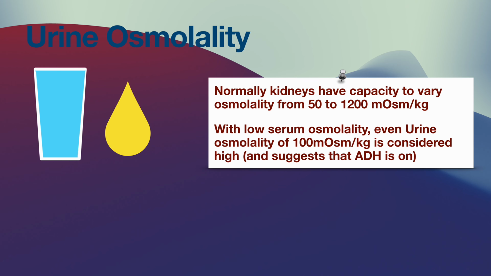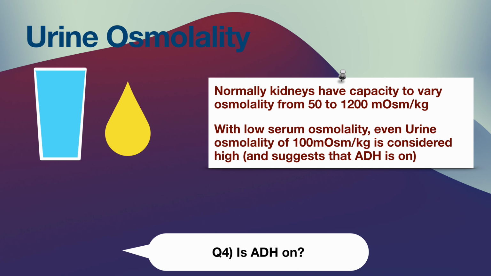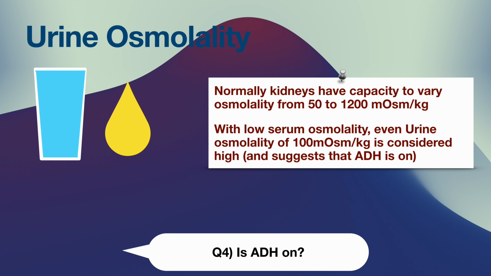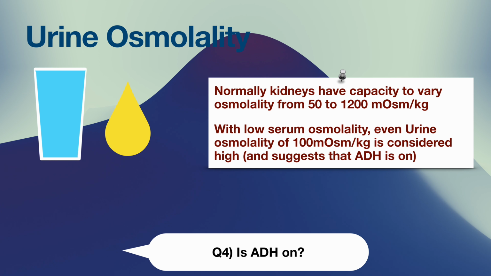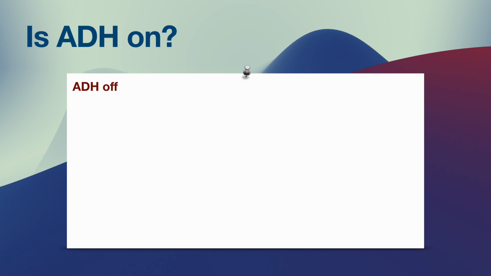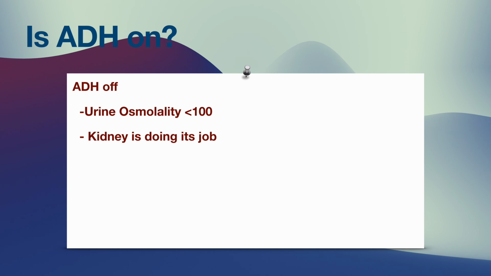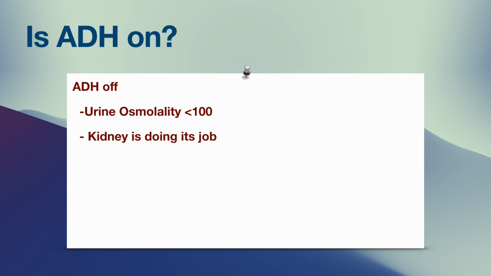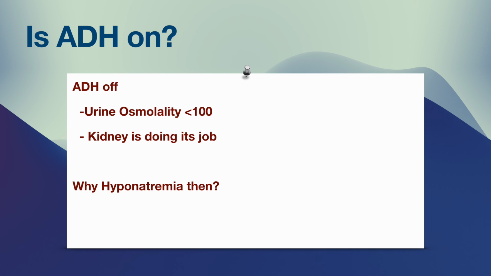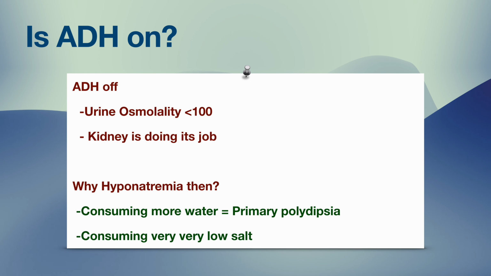So when you order the test of urine osmolality, don't look at the reference ranges given by the lab. Ask yourself if this urine osmolality is normal for this patient. In other words, you'll ask yourself, is ADH on when we want it to be off? Now, ADH will be off when urine osmoles are less than 100, and that means the kidneys are doing their job. In these cases, if we find low sodium, that can be because of either consuming more water, which is seen in primary polydipsia, or consuming very, very low amount of salt, as in beer potomania.